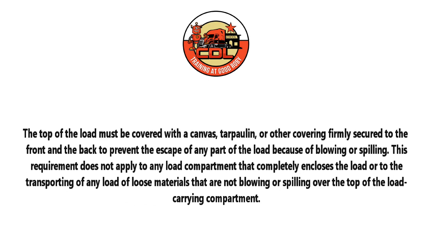The top of the load must be covered with a canvas, tarpaulin, or other covering firmly secured to the front and the back to prevent the escape of any part of the load because of blowing or spilling. This requirement does not apply to any load compartment that completely encloses the load or to the transporting of any load of loose materials that are not blowing or spilling over the top of the load-carrying compartment.